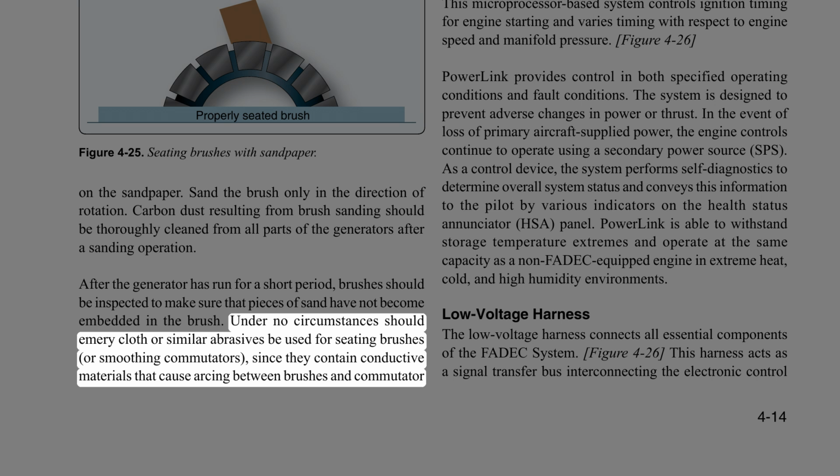Under no circumstances should emery cloth or similar abrasives be used for seating brushes or smoothing commutators, since they contain conductive materials that cause arcing between brushes and commutator bars.